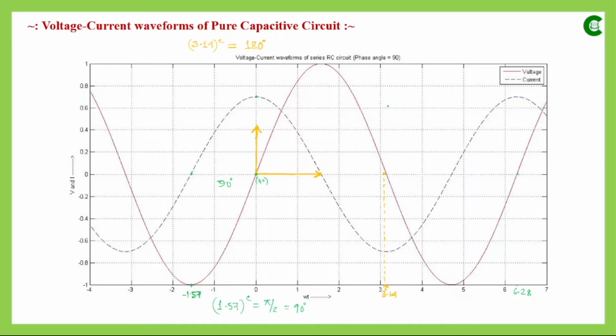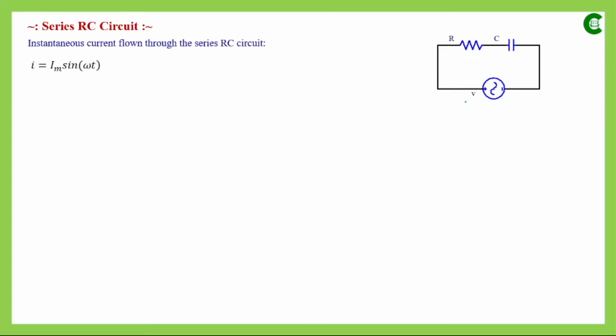Next we will see a series RC circuit which is again energized by a sinusoidal AC voltage. Here we have R and C, resistor and capacitor, connected in series, and that series connection is energized by this voltage. Here small v represents the instantaneous value of that voltage waveform. The voltage supplies current i, where small i represents the instantaneous current value.